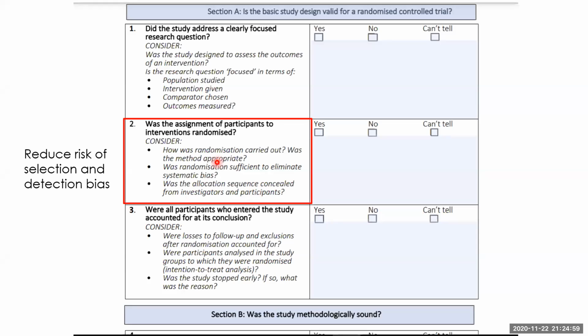And the third question: were all participants who entered the study accounted for at its conclusion? Meaning the analysis of follow-up outcome should have the intention to treat analysis. Meaning if we have a dropout or loss to follow-up of patients, then we need to perform intention to treat analysis. All these questions should be asked and answered in order to assess the validity of a specific study.